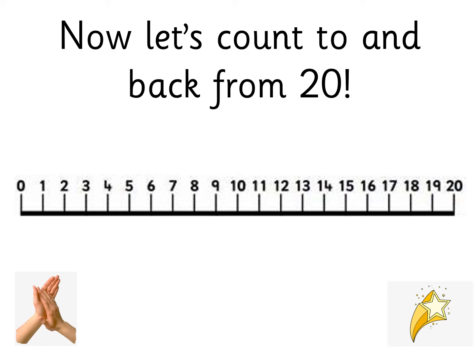We'll stop at 10 and let's do shooting stars. 20, 19, 18, 17, 16, 15, 14, 13, 12, 11, 10. Well done, let's tap our knees and count from 10 to 20. Remember, one tap, one number. 10, 11, 12, 13, 14, 15, 16, 17, 18, 19, 20. Well done. If you'd like to do some more counting, pause this video and off you go.